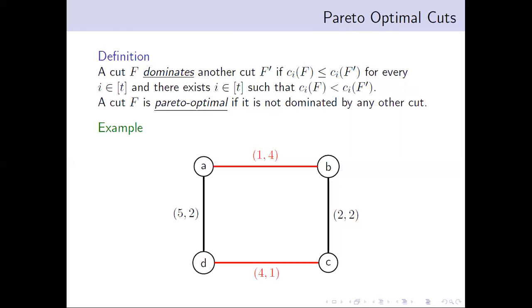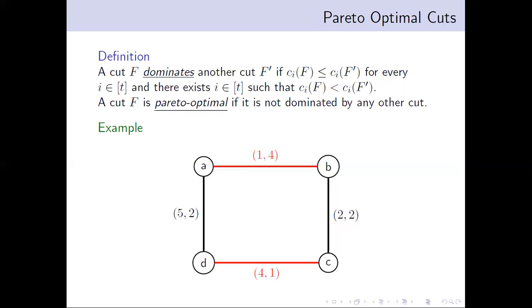Next are Pareto optimal cuts. We say that one cut dominates another if it's at least as cheap in every cost function and strictly cheaper under at least one of them. A cut is Pareto optimal if no other cut dominates it. For instance, the red edges here form a Pareto optimal cut.